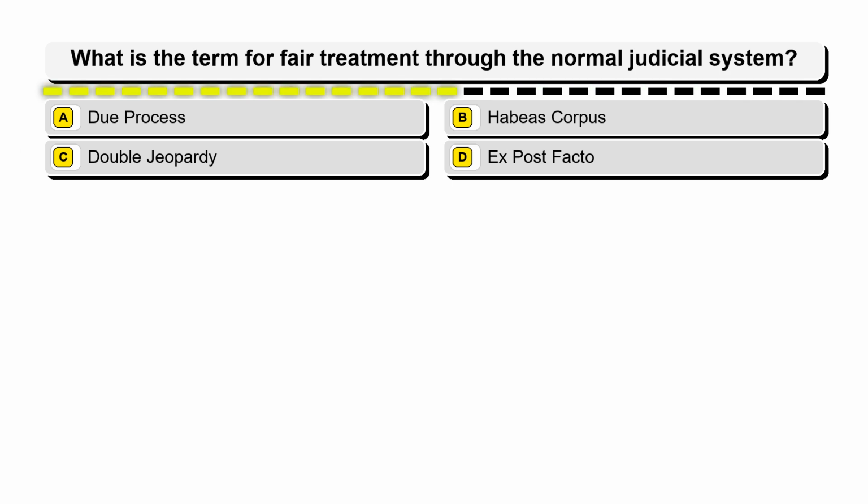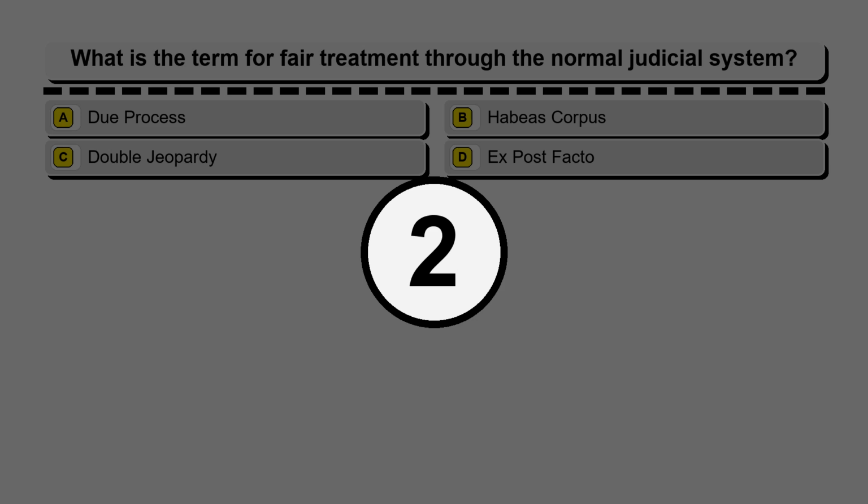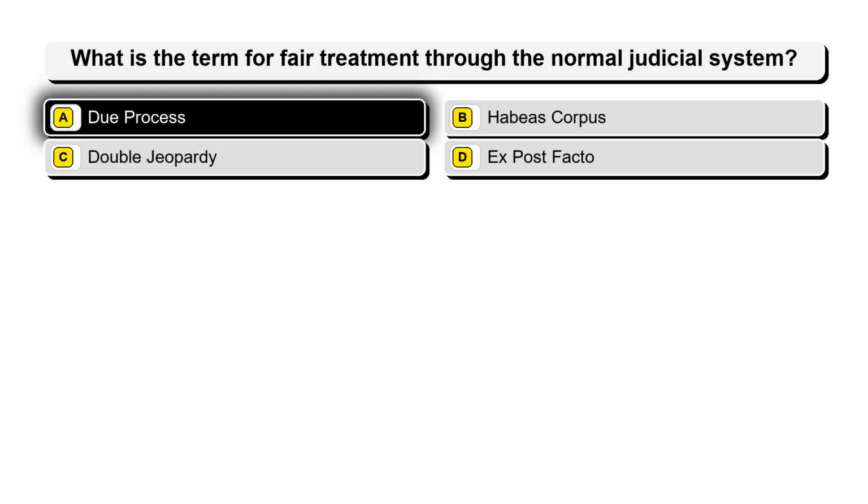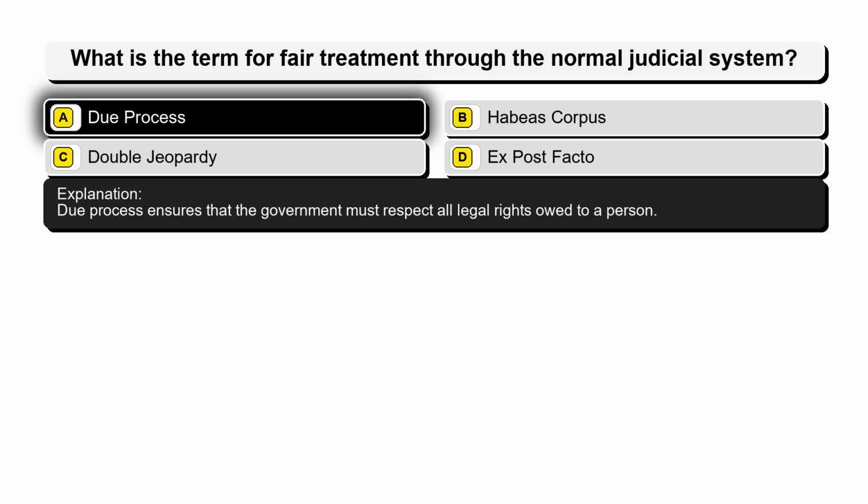Option A, due process. Option B, habeas corpus. Option C, double jeopardy. Option D, ex post facto. The correct answer is option A, due process. Due process ensures that the government must respect all legal rights owed to a person.